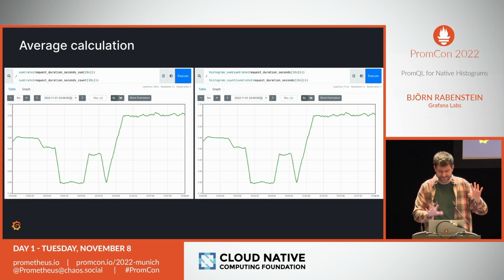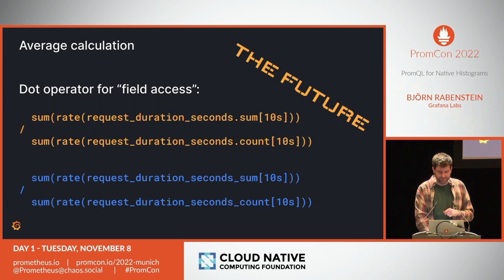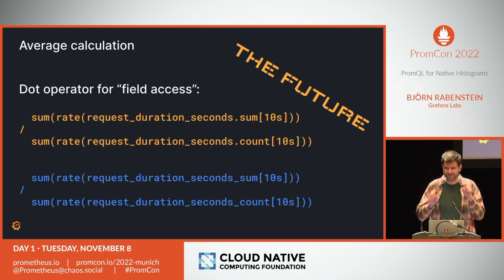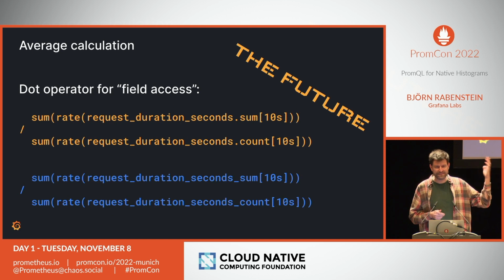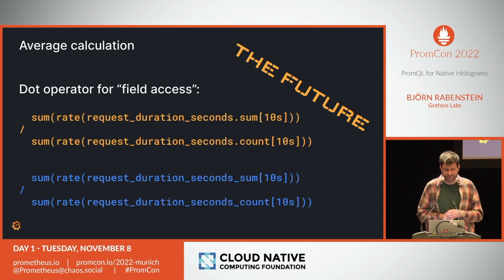If you don't know what this is, you don't have to worry, but the histogram specialists know what the problem is here. In the future, I have this wild idea that we could have a dot operator to access fields of such a structure. So this would be quite nice. Syntax-wise, it looks like the original one, just that the underscore is now a dot. Maybe that might work. It needs a bit of thought. We have reserved the dot operator in PromQL for this purpose. Maybe that's just my idea, but we'll see. So that doesn't work yet, might work in the future.